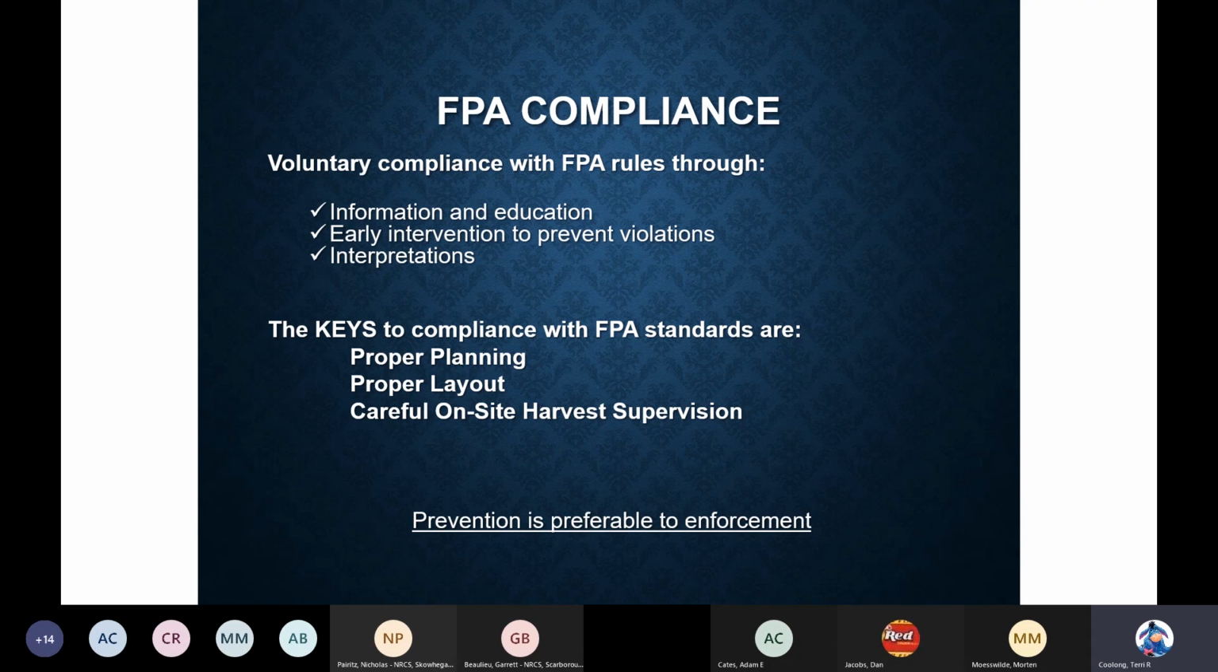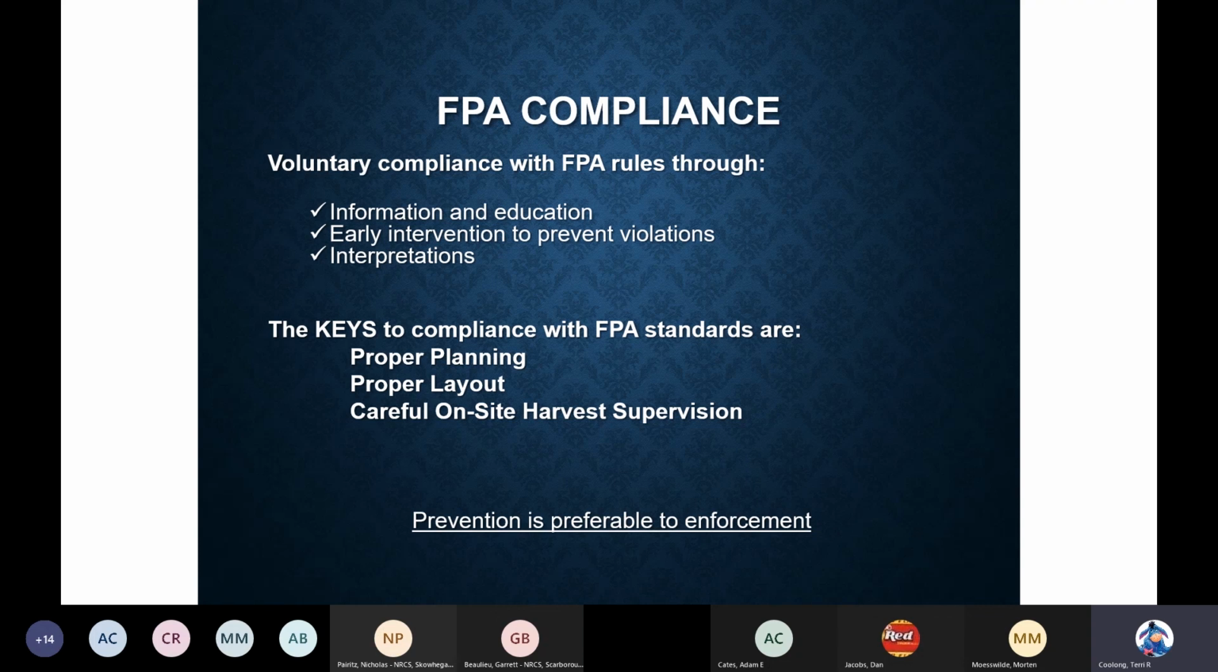We do like to do early intervention to prevent violations. If we step out there and we see that we think you're going down a wrong path, we're going to talk with you about it, and we're going to try to get you to fix it now before it becomes a violation. We also have interpretations on our websites which answer a lot of these questions. So I would say go ahead and read the interpretations. If your answer's not in there, then call your district forester and see if they can explain it to you.